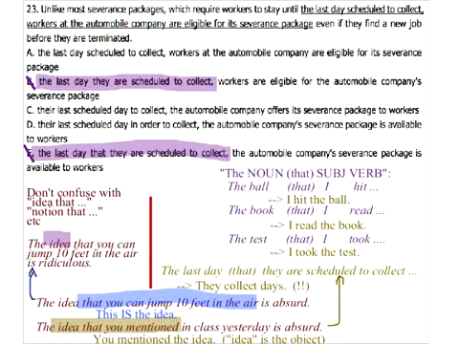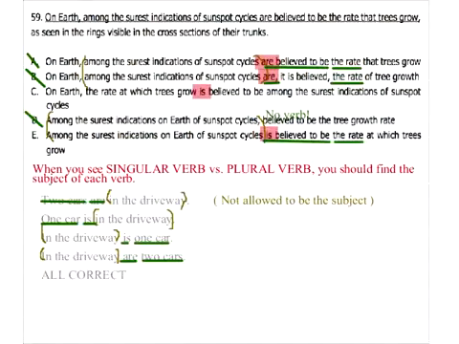So with things like idea, saying, notion, concept, it could be either of these two things, which could potentially be confusing. But make sure you know how that works. But the last day they are scheduled to collect is out and out not okay, because you don't collect days. And a day is not like an idea or a concept, so it can't work this way. So this also ties in with the last problem, because the rate that trees grow also doesn't work. So that's, you can only eliminate one choice on that, but it's still an elimination, right?